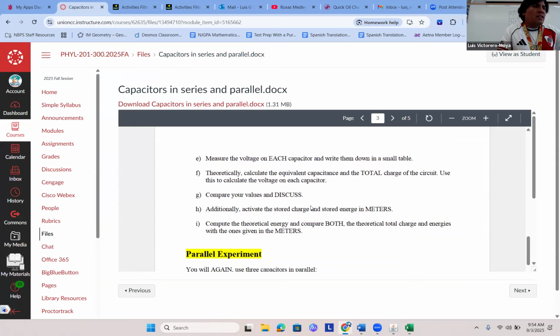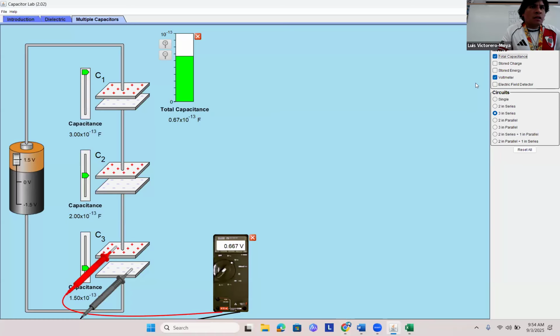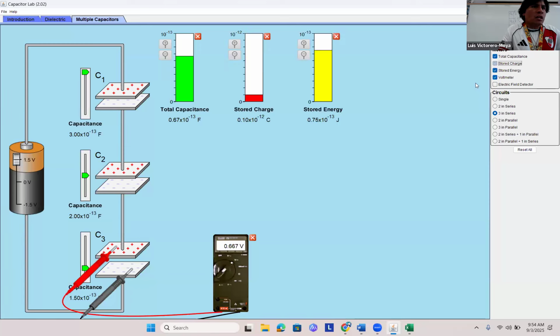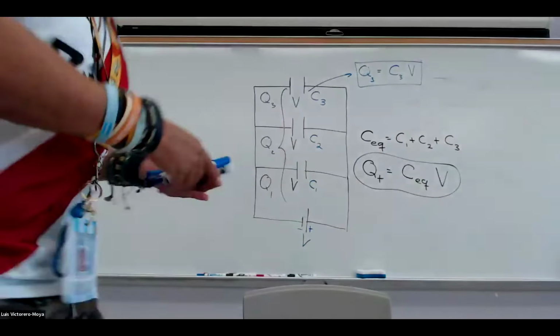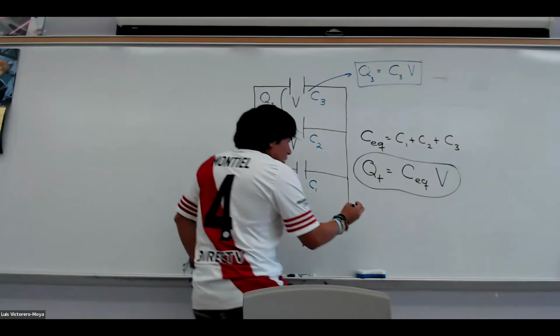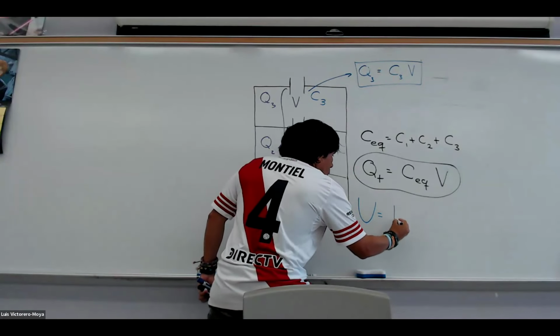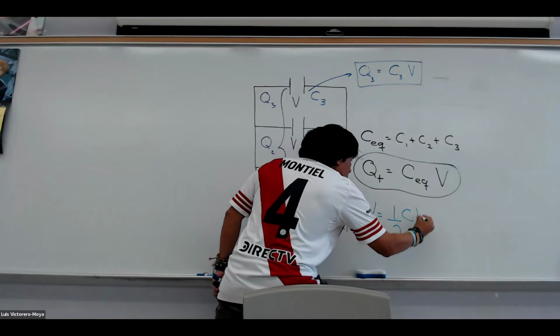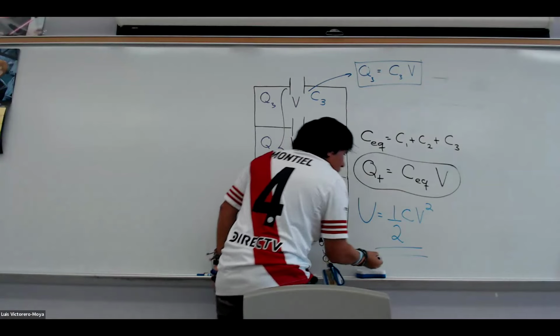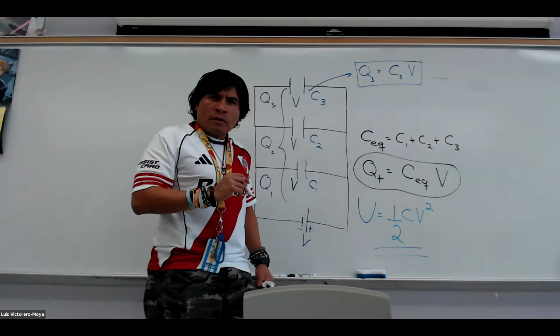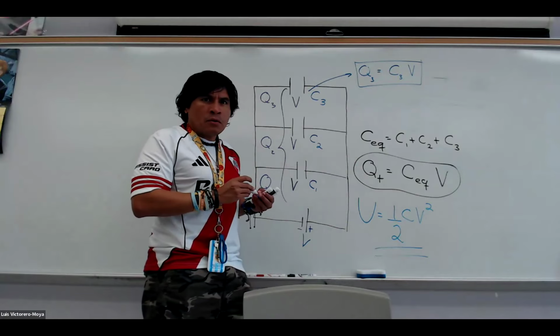You can also find the energy, and even charge, so you can compare everything: charge, energy, and capacitance. This is the total energy, total charge, total capacitance. So you can measure all that. To find the total energy, guys, the energy is 1/2 CV squared. That's the equation you want to use, and that's how you can compare the values of energy. All right? That's basically what you do.